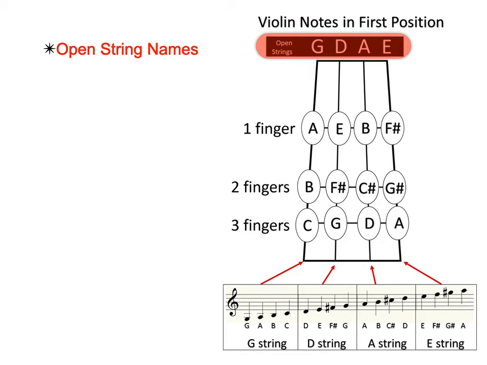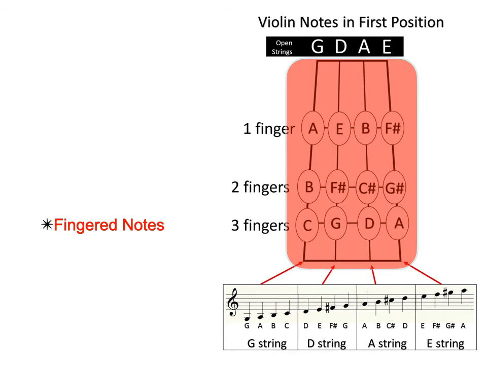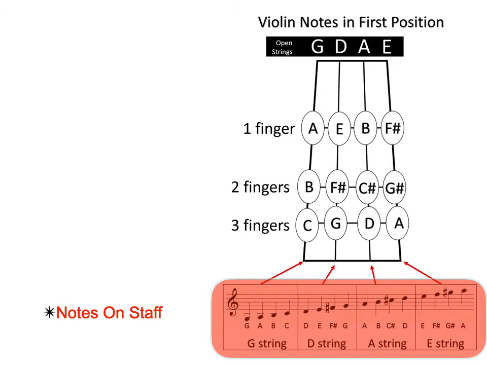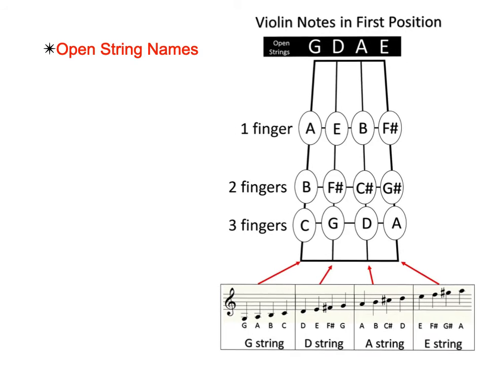The first area is the open string names. We'll talk about that in just a bit. Then we'll also talk about fingers used, the fingered notes on the fingerboard, where we pinch our fingers down onto the fingerboard, and then finally the notes on the staff down at the bottom. All right, let's move into those open string notes.